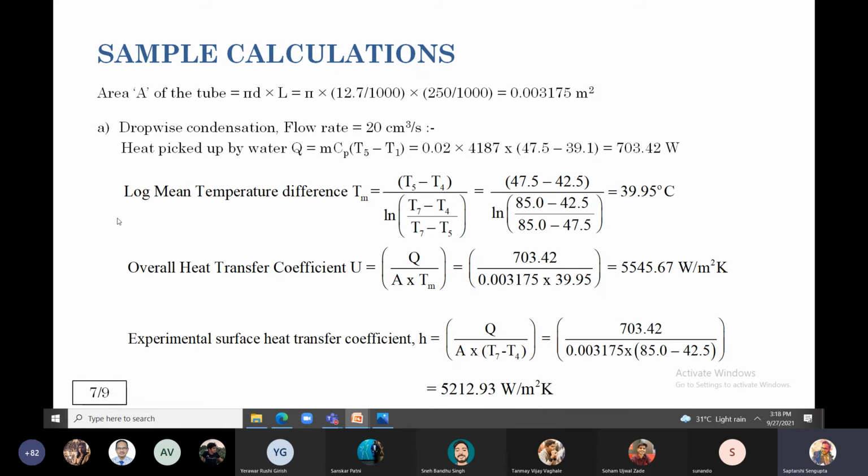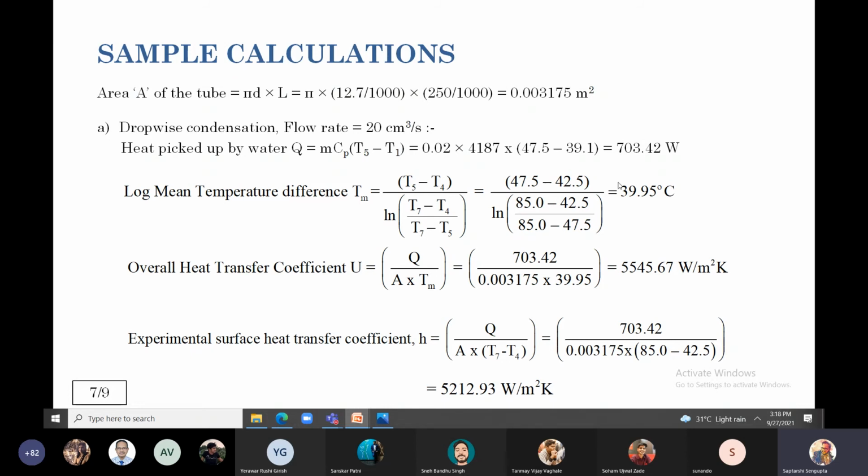The first thing that we do is we measure the heat picked up by water, which is done using simple calorimetry, m Cp delta T. M is calculated by multiplying the flow rate with the density of water, that is 20 cc into 1000, that is 0.02 kg per second. And then we calculate the heat picked up by water to be 703.42 joules per second, or 703.42 watts.